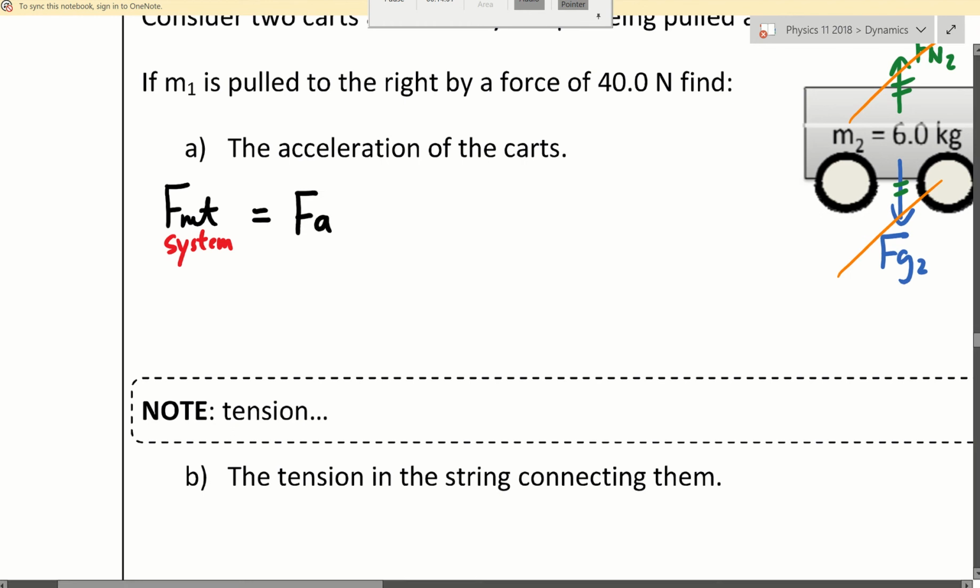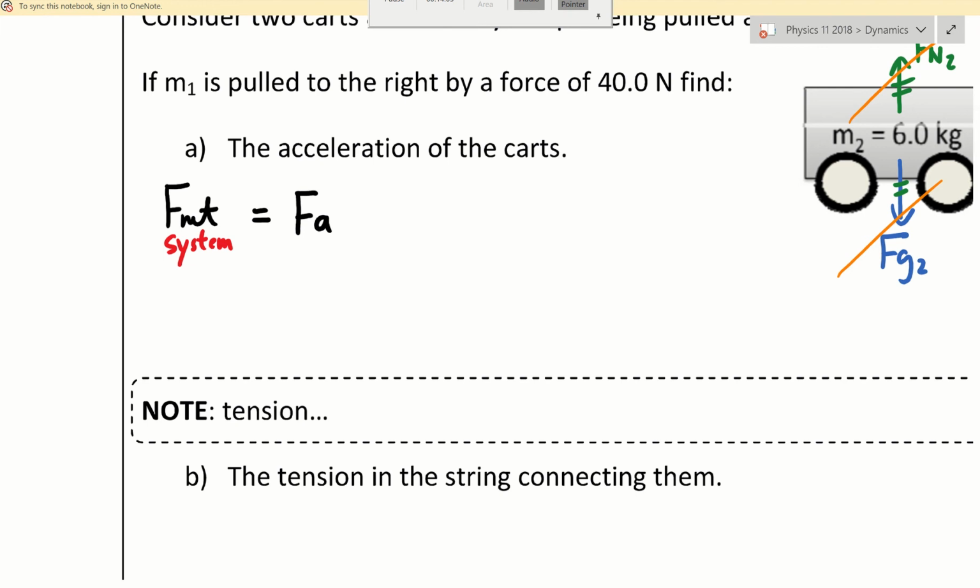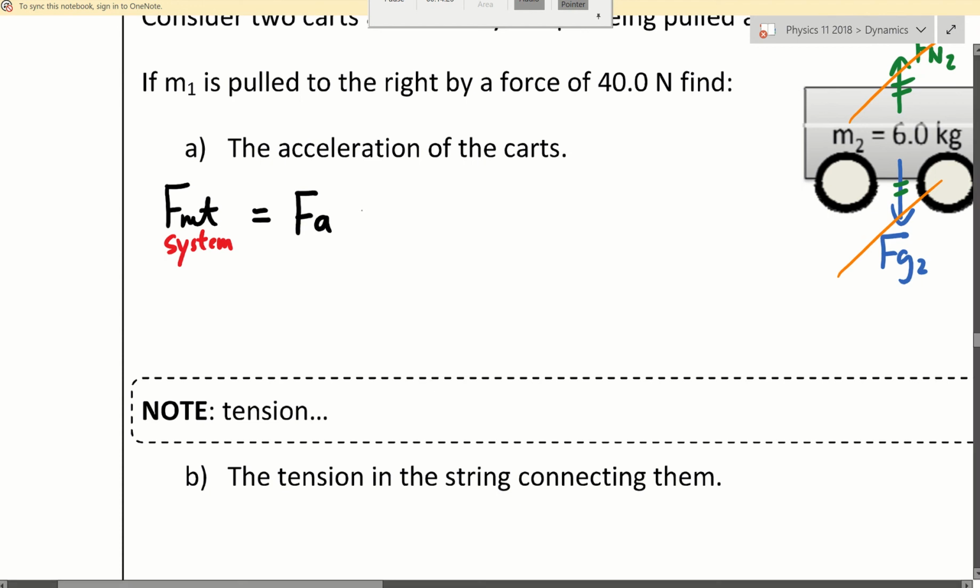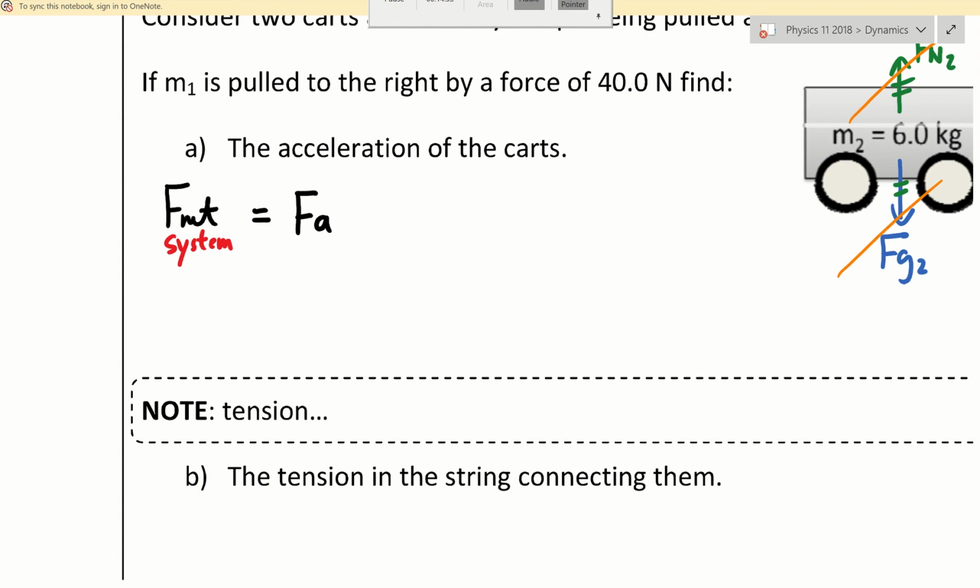Now, in every different question, the F net of the system could be different things. For example, in some question, it could be the pull force. In some question, it could be the pull force minus the friction if there is friction on the ground. Sometimes the F net of the system is just the friction if a car is trying to slow down. There are many, many, many different combinations. But what doesn't change is the fact that F net, well, what is F net equal to? Newton's second law, ladies and gentlemen. F net always equals ma, right?